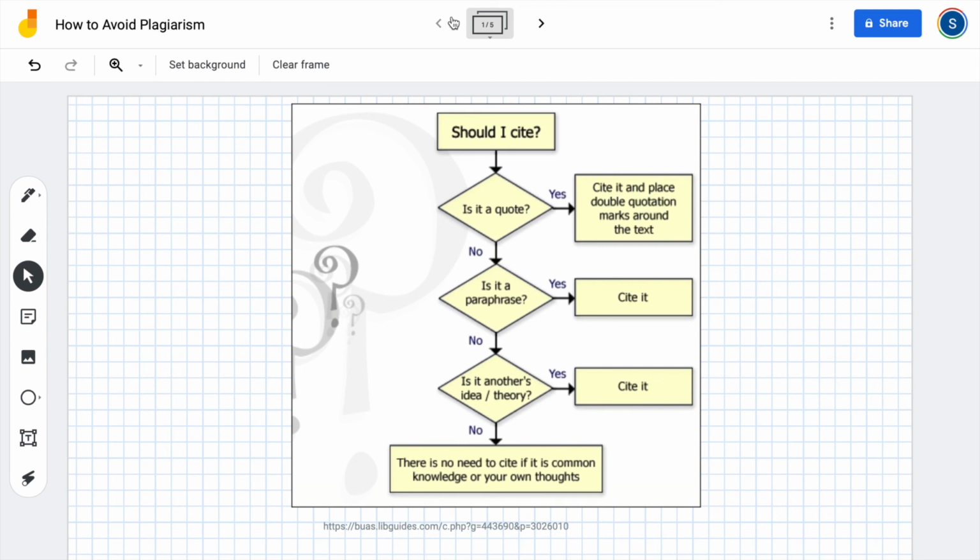Okay, so to summarize, if you ever use a direct quote, paraphrase information, or use an idea from another source, always remember to cite it and always remember to include where you got the information from: the name of the author, the page number, if there is a page number, and the year in which it was written, to have a proper citation for your work so you do not plagiarize.